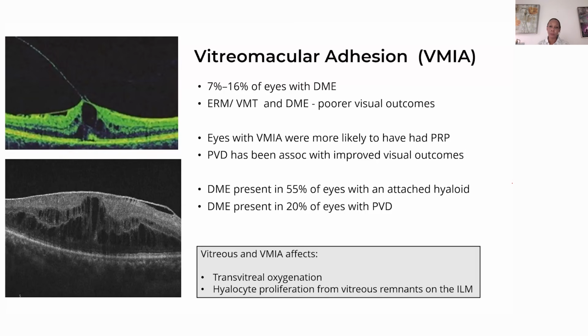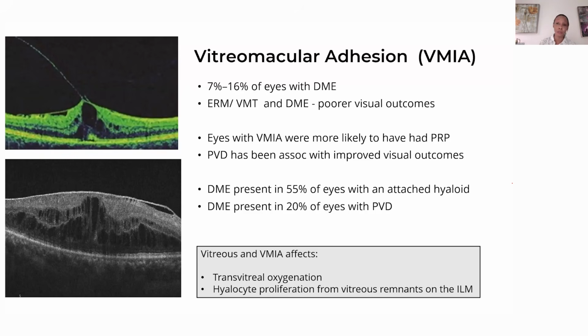One study looked at patients who had diabetic macular edema, and 55% of the eyes with attached hyaloid, so the vitreous was still attached, had diabetic macular edema, but only 20% of eyes that had a PVD had diabetic macular edema. So a PVD is protective against diabetic macular edema because you don't have that vitreomacular adhesion or traction, which gives it that pull. This vitreomacular adhesion also affects transvitreal oxygenation, and it causes proliferation of the vitreous remnants on the ILM, and that's why you get fibrosis and further traction occurring.